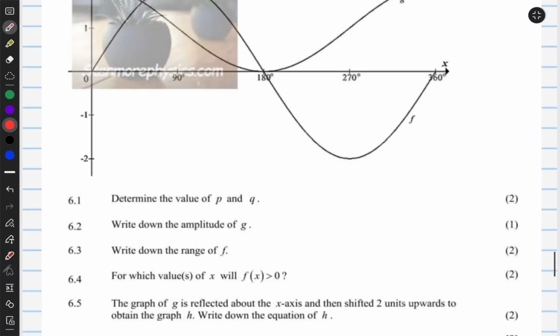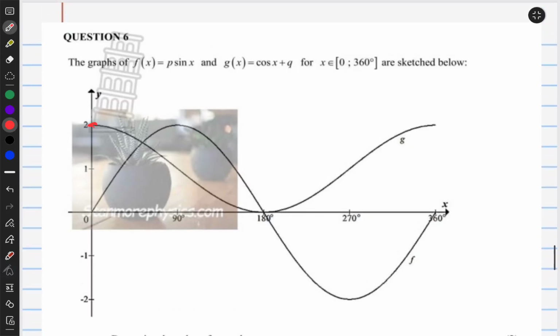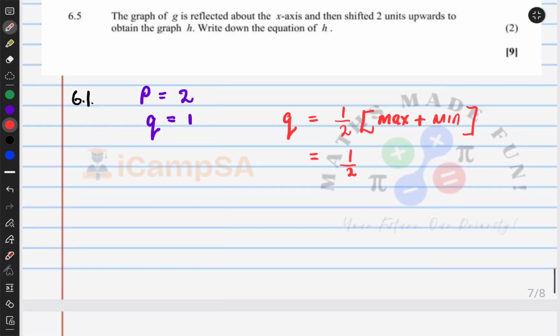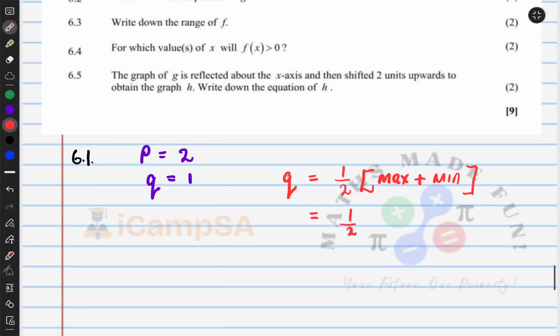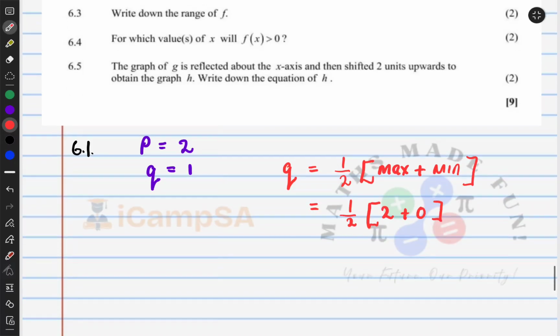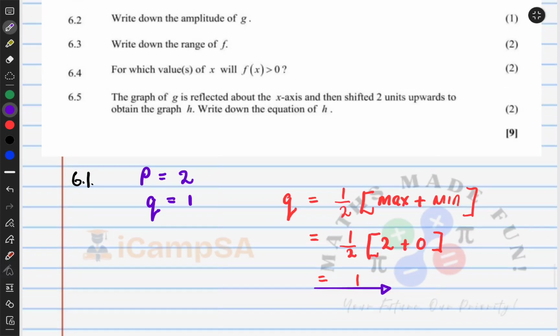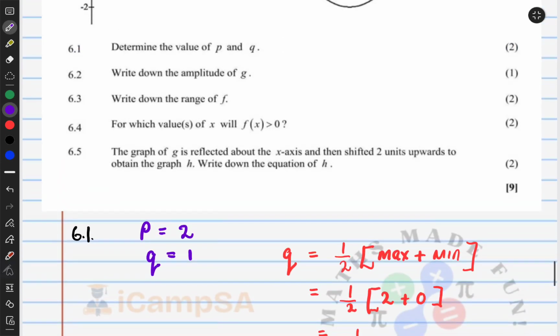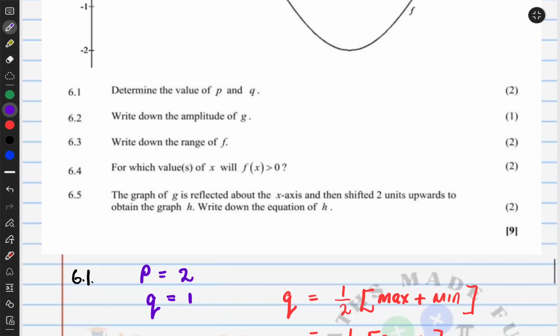Okay, then let's go back to our graph. 1 over 2, what is the maximum value? The maximum value is 2. The minimum value here is what? Is 0. So we say 1 over 2 into maximum value 2 plus minimum value, which is 0. 1 over 2 into 2 plus 0, this will give us 1. So that's another method you could have used to calculate the value of q. Either way is correct. If you are able to read it from the graph, it's just 1 mark. You should do that. If not, you can use the formula.